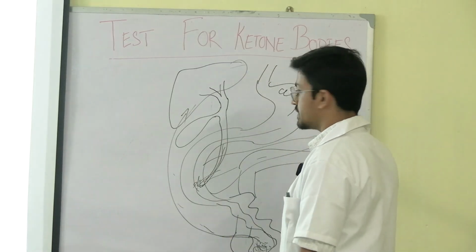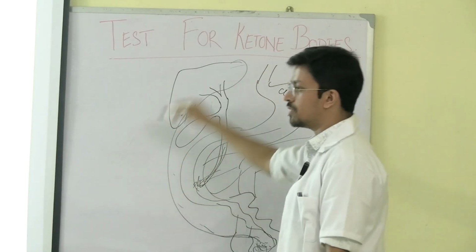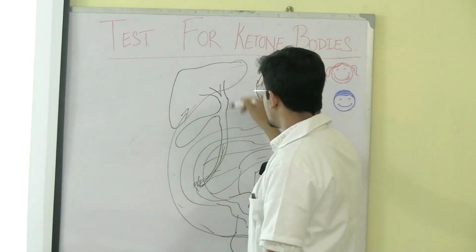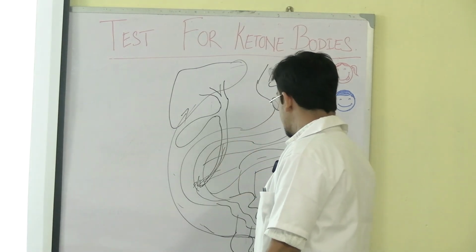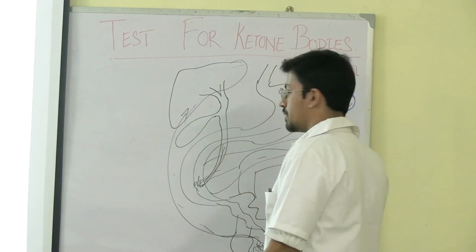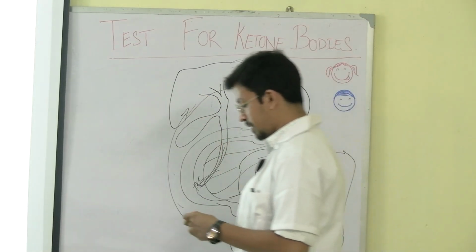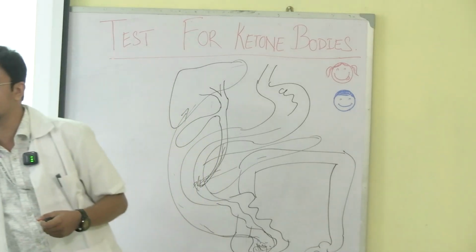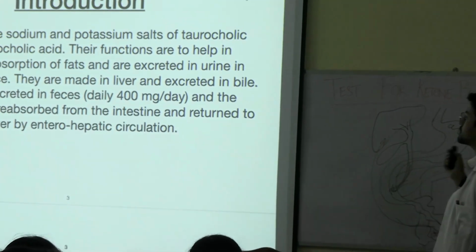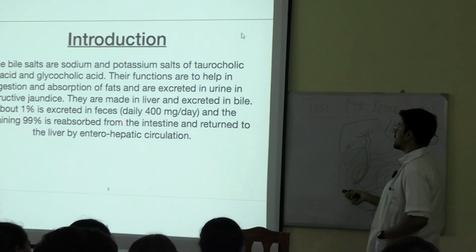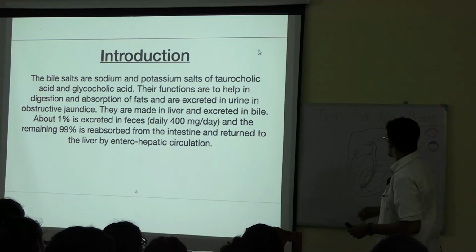Entero means this system, hepatic means this system. So this is the enterohepatic circulation through which the bile is rotating continuously. So bile coming out from here, mixing with the food, helping in digestion, a little bit, 1% of it, is excreted through the stool, and the rest of the 99% is remaining and getting back into the liver again. Okay, fine. Anybody has any doubt in understanding this part? Okay, so that is how this enterohepatic circulation is going on, and 99% of this bile is getting reabsorbed from the intestine. Okay, in case of obstructive jaundice, what happens?